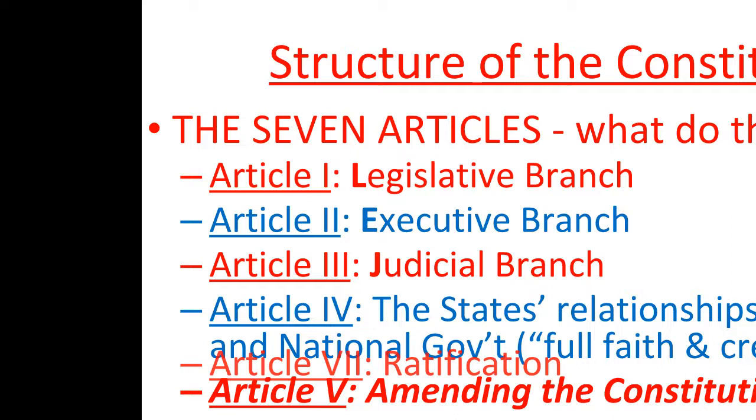So Article 4 talks about the state's relationship with each other. Article 5 is what we're going to talk about today, which is amending the Constitution. Article 6 is the Supremacy Clause, which you guys know what that means. And Article 7 is ratification. So basically, how was the Constitution supposed to get approved by the states after it had been approved by the 55 people in Philadelphia at the Constitutional Convention? So it's broken up into 7 parts. Fill this into your fill-in notes.